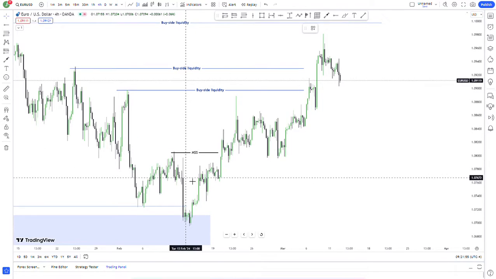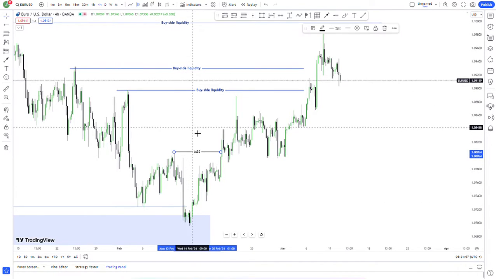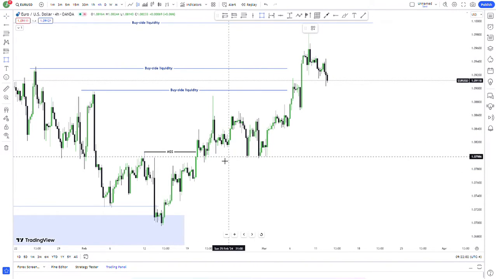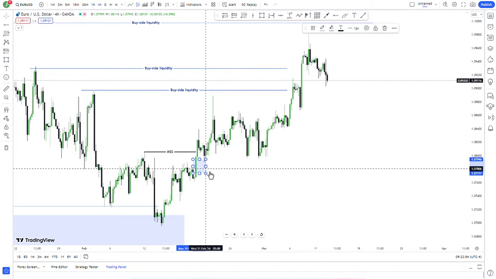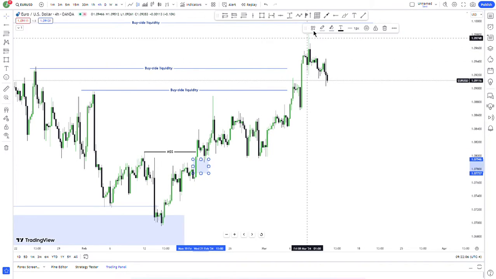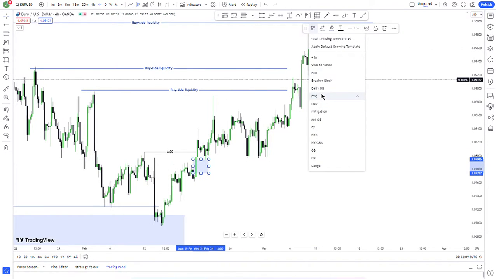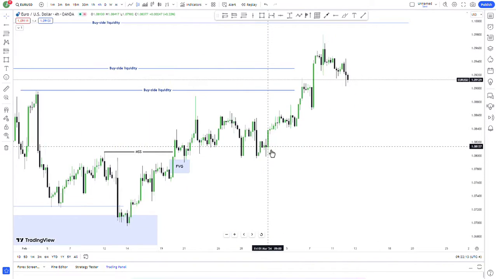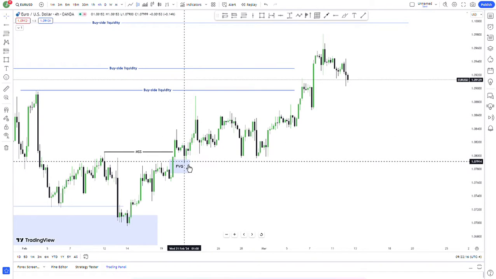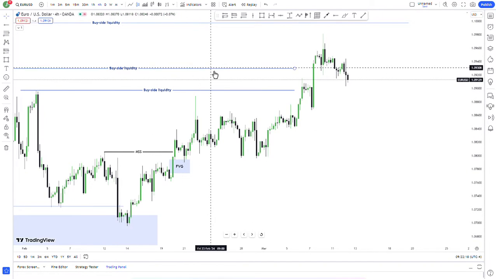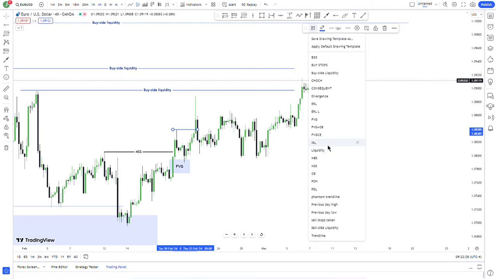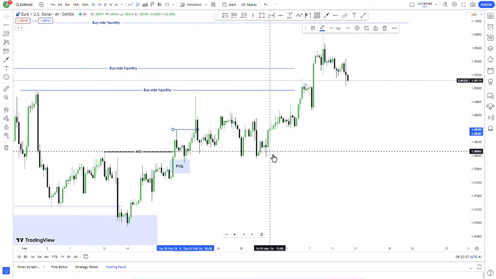So after the market had created this market structure shift, the market left behind this fair value gap over here, which it came to trade into with this move. And then after trading into this fair value gap, it bought and it broke this short-term high.